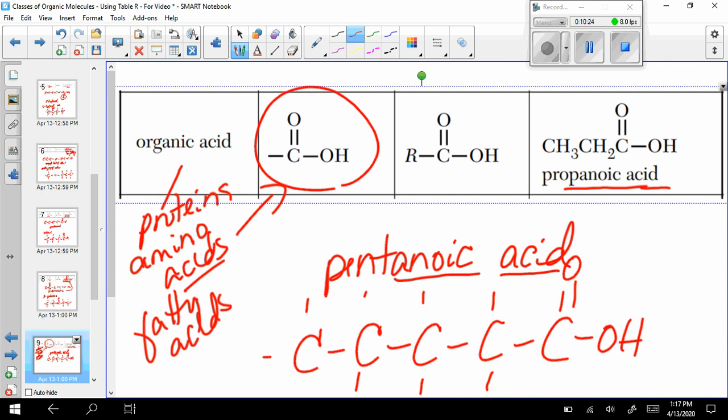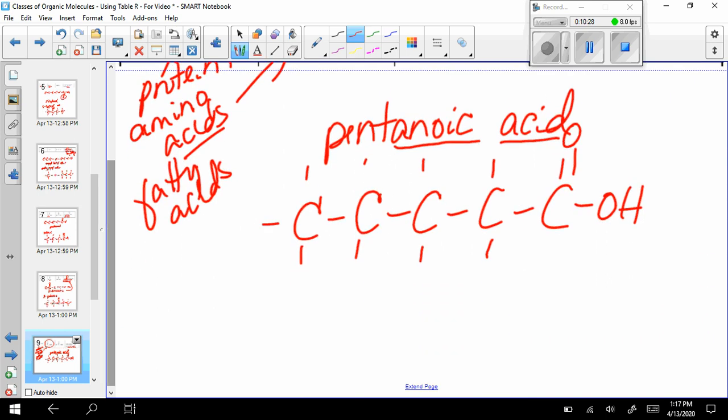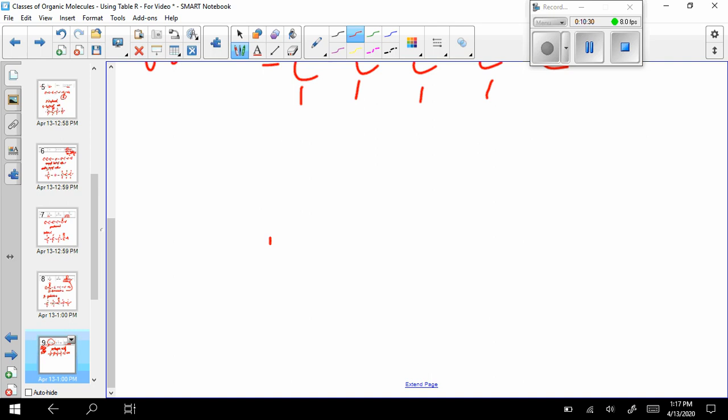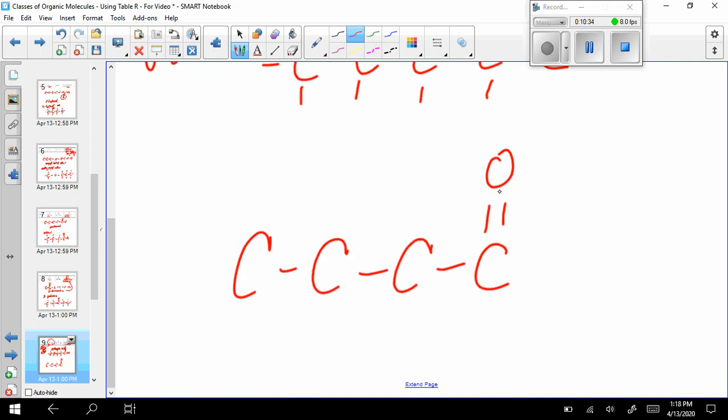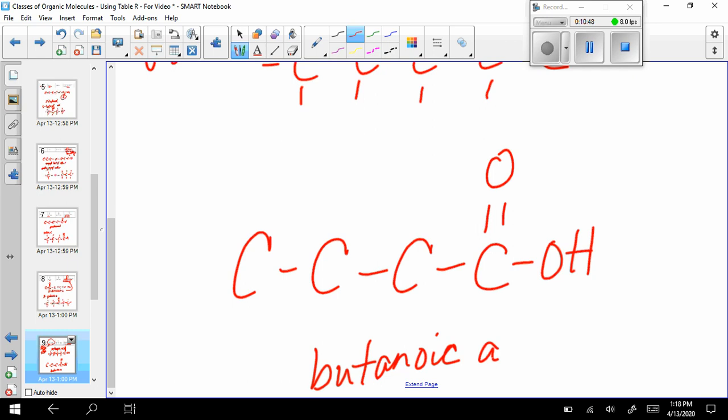So I actually love drawing these things. Like this is a unit that I really enjoy. I think it's fun to do. The next one, let's say 1, 2, 3, 4 with this at the end. This at the end lets me know right away that's an organic acid, and 4 is but. So butanoic acid would be the name of it.